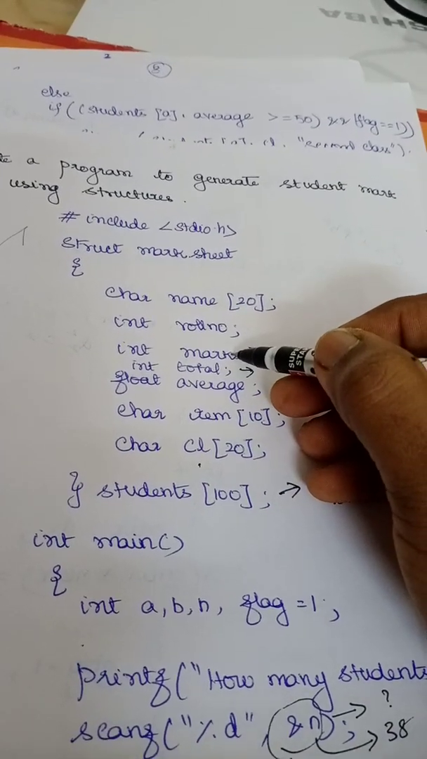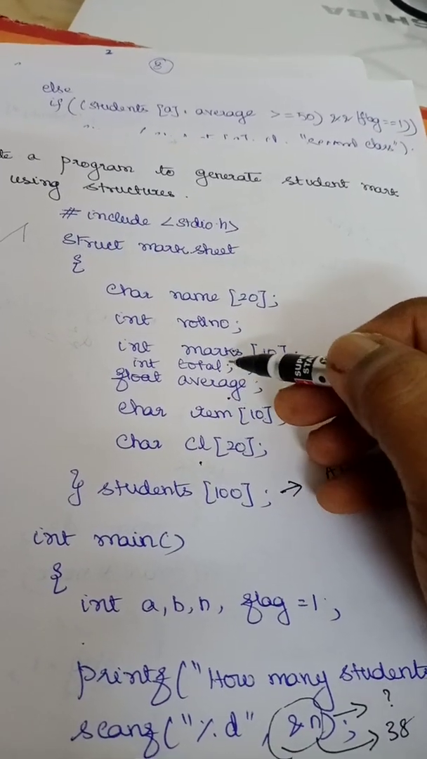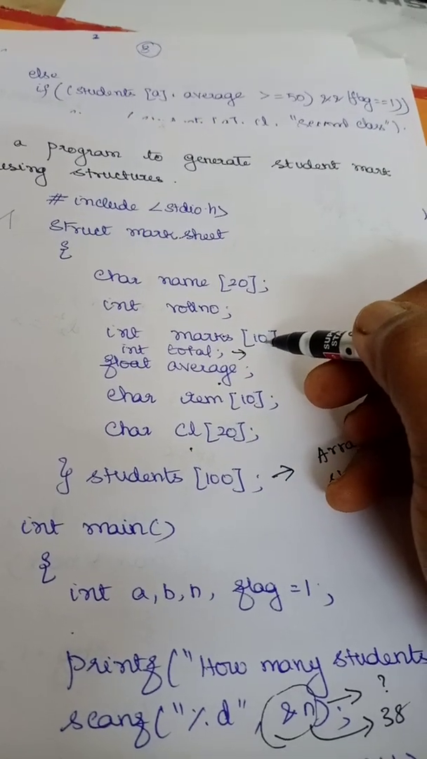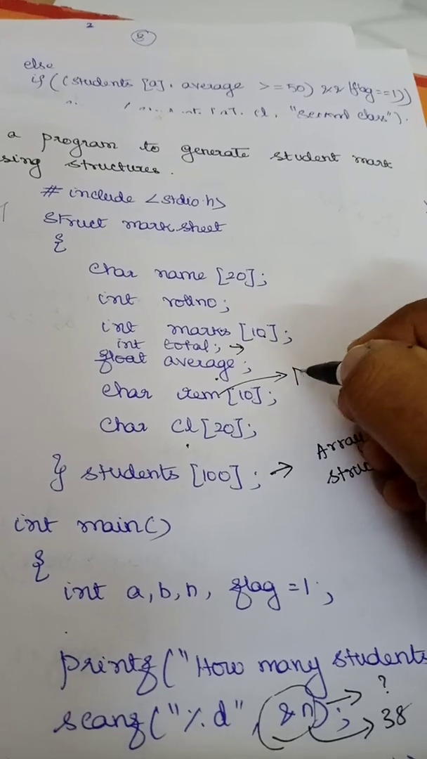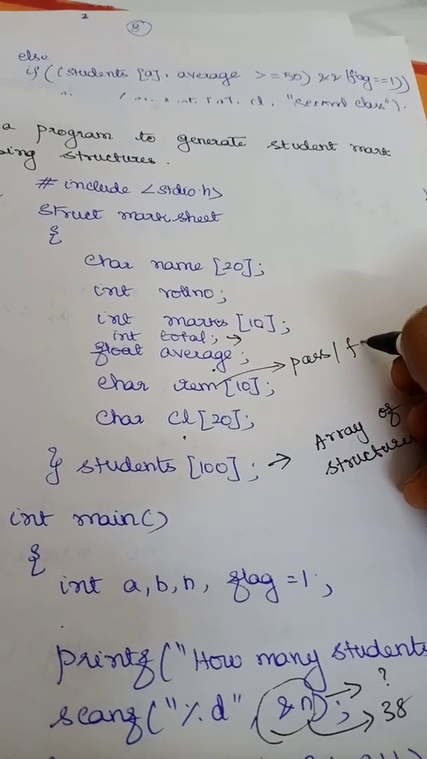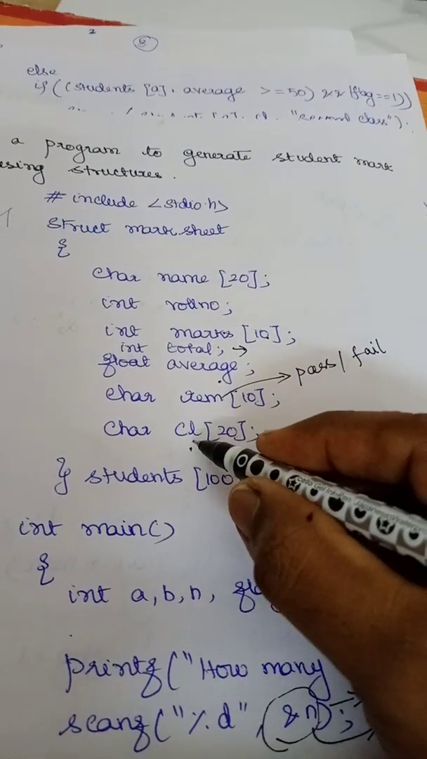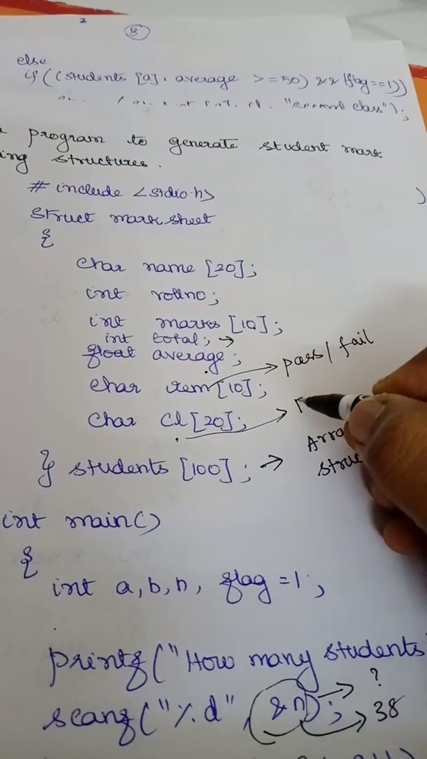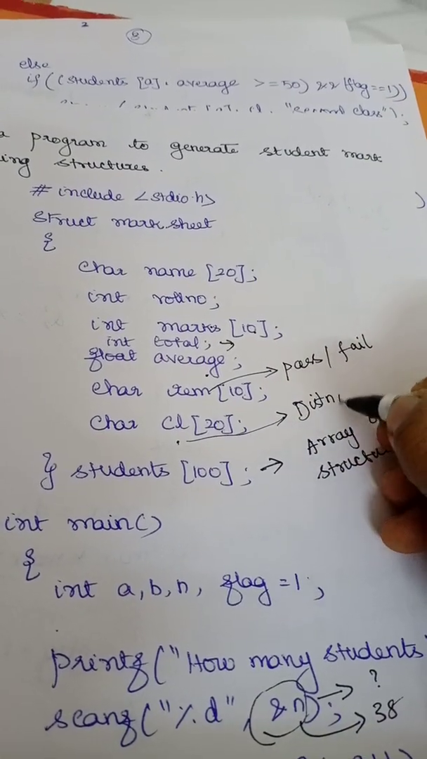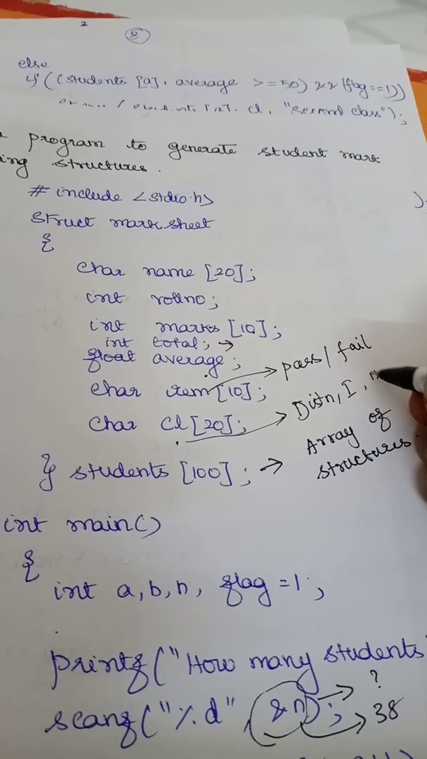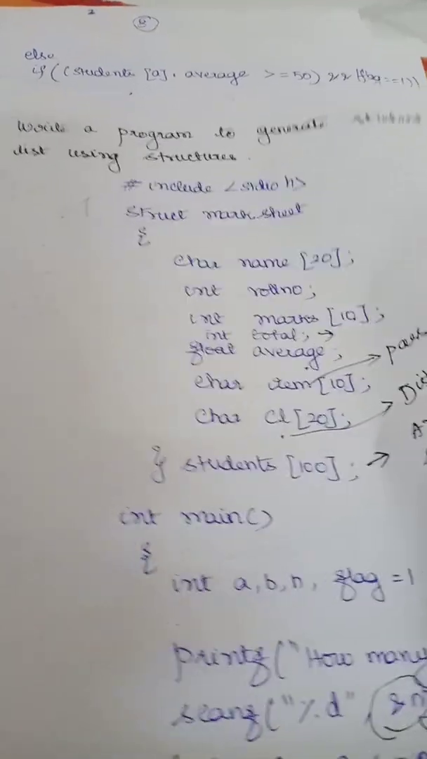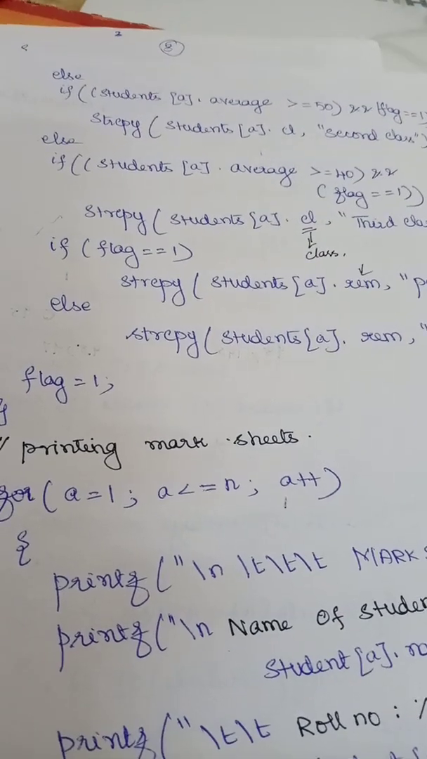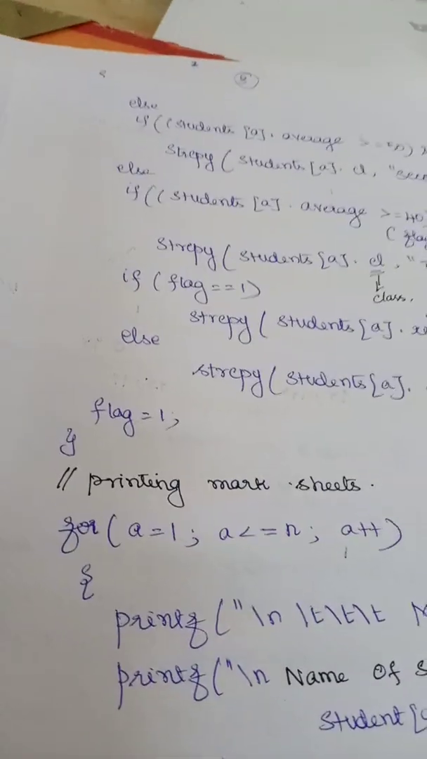Total is the total of all your subject marks. Average means what? Total divided by the number of subjects. Remark means what? It tells whether you have passed or failed. And similarly, this class is what? Whether you are distinction, first class, second class, or whether you have got third class. Is that clear? So I have completed storing all the values here.